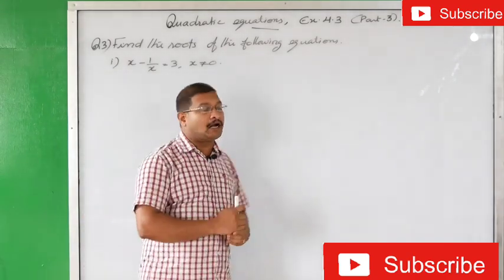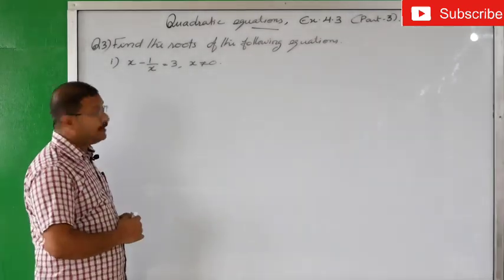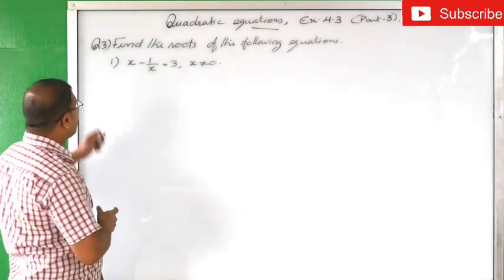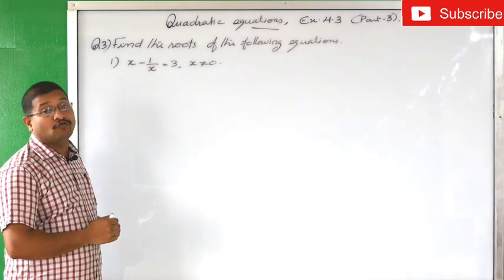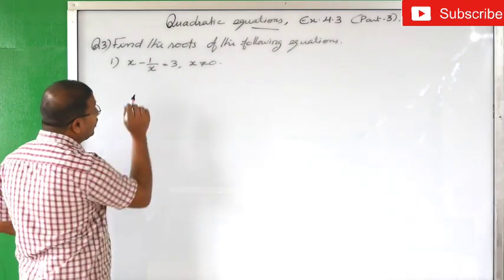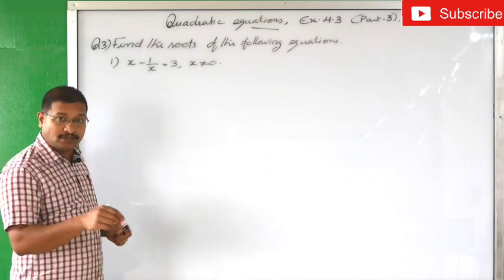Okay. So let's start question number 3. Ready? What is the question? Find the roots of the following equations. Question number 1. x minus 1 by x equals 3, x not equal to 0. Ready? So what do you want to do? You have to find the roots, isn't it?